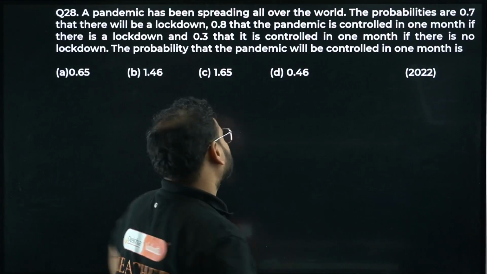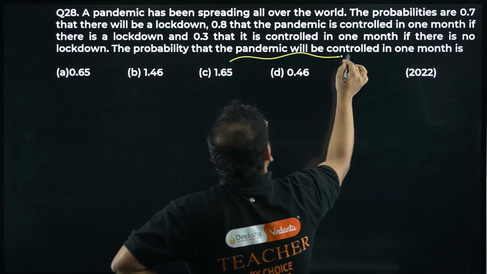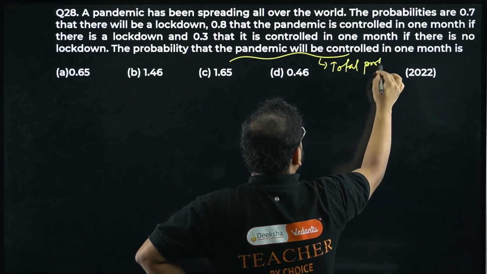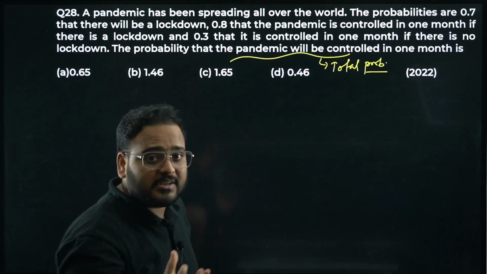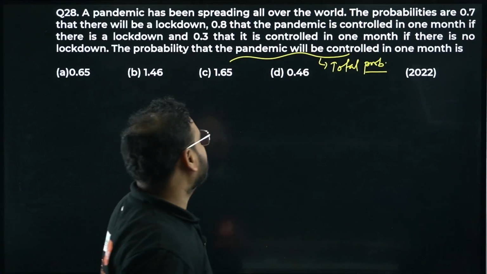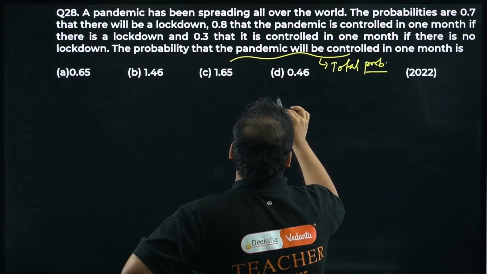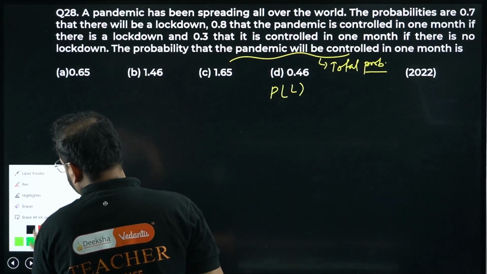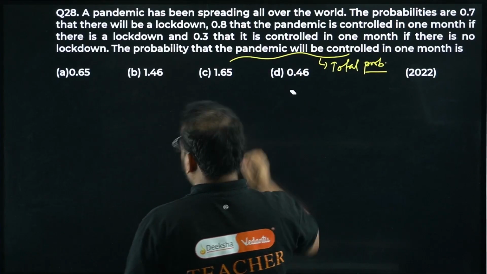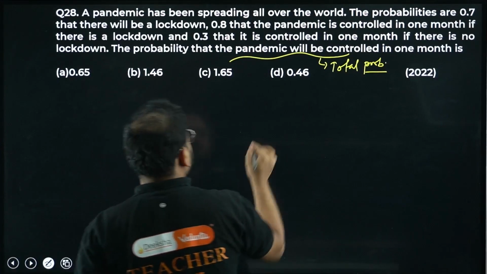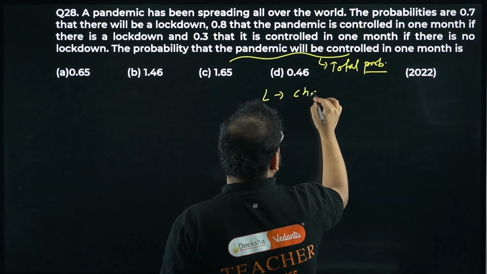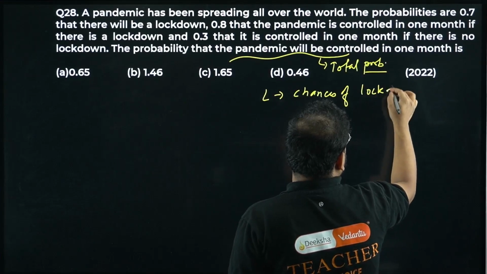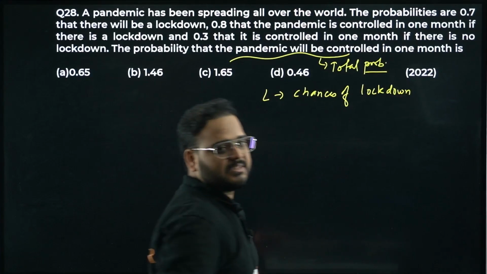Okay, the probability that the pandemic will be controlled. So it's a question of total probability. What we write in the denominator of Bayes' theorem, that is what the question is on. Let me write the events' names first to make our work more effective. L represents the chances, or basically probability, of lockdown.